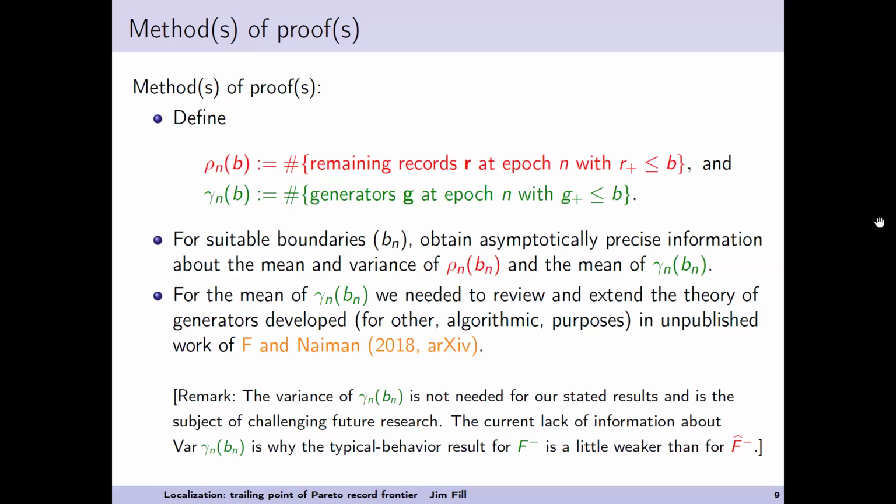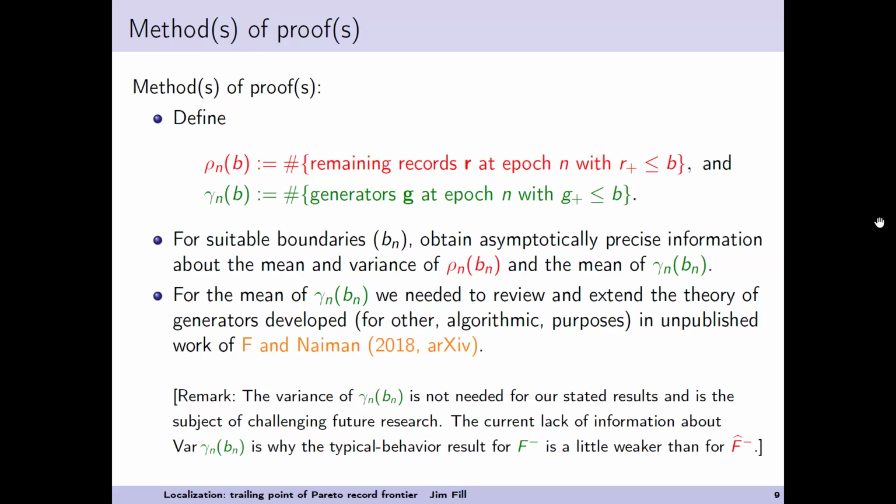I would also be interested in the variance of gamma n of Bn, but that seems to be quite a bit more complicated to study than the variance of rho n of Bn, which is why we've used rho n as a surrogate for gamma n. To get even the mean of gamma n of Bn, we needed to review and then extend the theory of generators that was developed in other unpublished work that Dan and I did. Any questions or comments here?